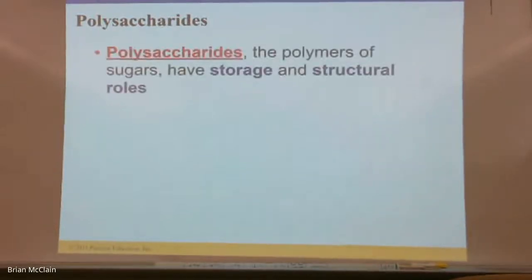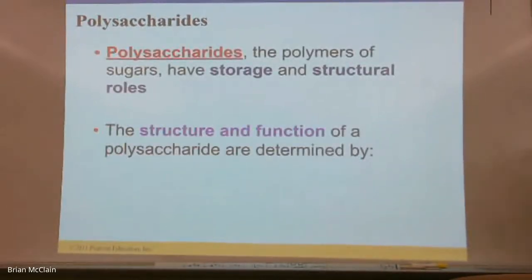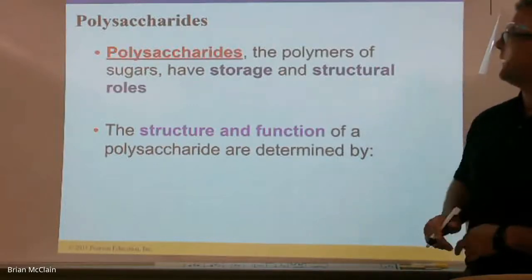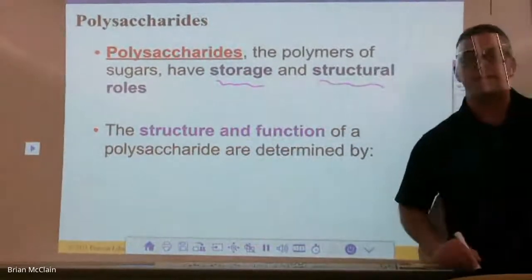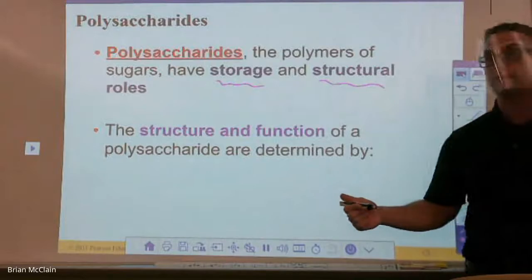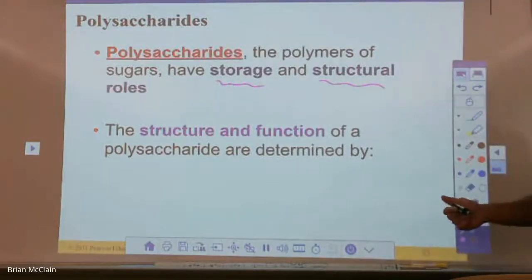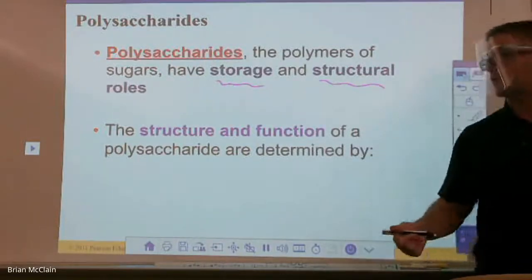All right, polysaccharides. So that's going to be your largest group within the sugars. And the big things that we are going to see with the polysaccharides is they tend to function in terms of long-term storage, or longer-term storage, I should say, and they play a role in structure.